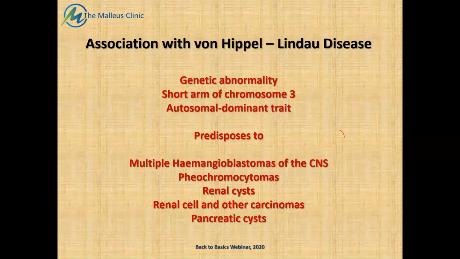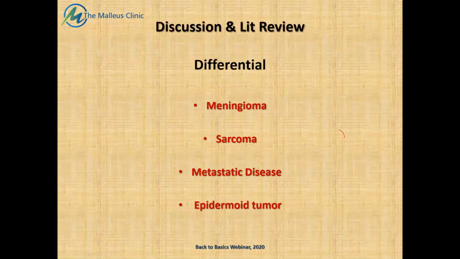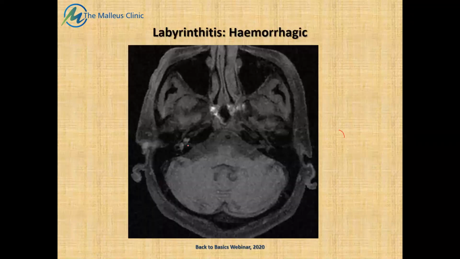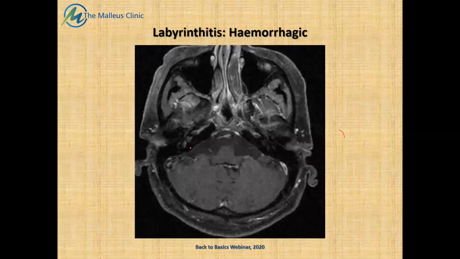Anyway, so von Hippel-Lindau. These are some facts about von Hippel-Lindau. I'll just rush through because I need to show you. And this is the differential as far as the clinical diagnosis and the radiological diagnosis are concerned. But as far as the histological diagnosis is concerned, there are some other pathologies that also have to be kept in mind. And this is what hemorrhagic labyrinthitis looks like. Obviously this is not secondary to an endolymphatic sac tumor.